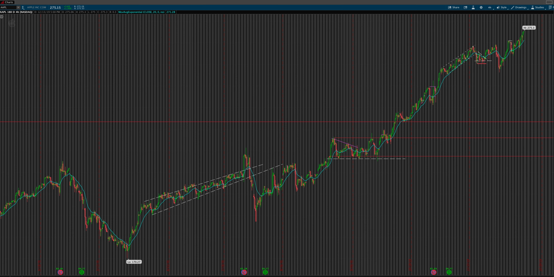Couldn't break to the downside, so it broke out, created a higher low, broke out, and kept having a continuation of its move. So I hope you guys enjoyed this. This is basic support and resistance area technical analysis.